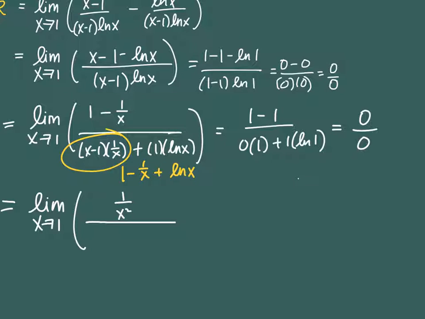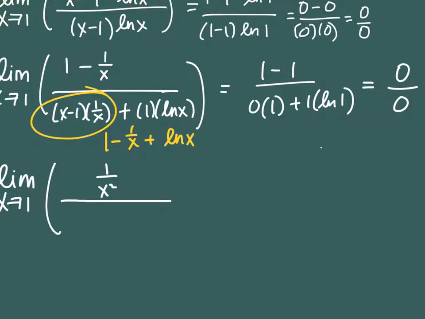All right, so in yellow, the derivative of the yellow. We're ready to take the derivative of what's written in yellow, so the derivative of the denominator. It's 1 over x squared, plus 1 over x. Okay, now we're going to plug 1 into that.